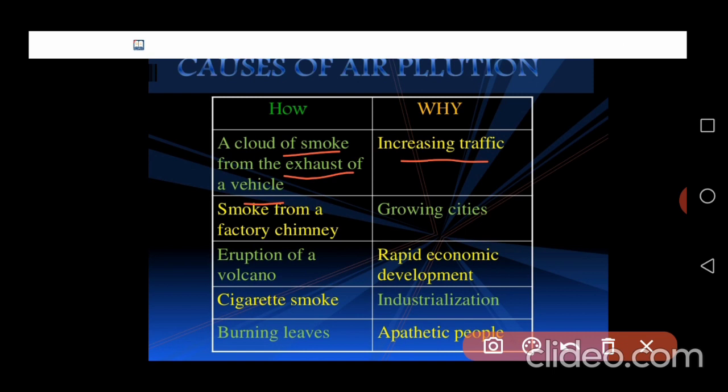Because of increasing traffic, automobiles or vehicles release very dangerous gases into the atmosphere, and finally air pollution takes place.